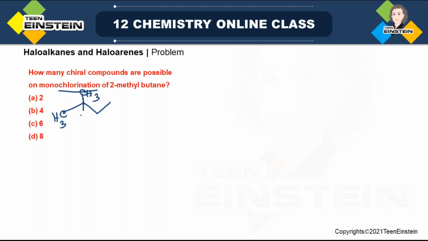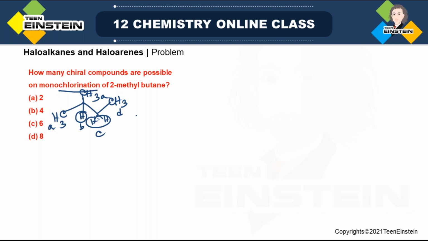Then the second type of hydrogen is this one. Suppose it is A type of hydrogen. This is B type of hydrogen. Now these two hydrogens, it is C type. And this methyl group at the right hand side, suppose it is type D. So how many different types of product can you get? Total 4 types. So what you will do, first you will write all the possible products.